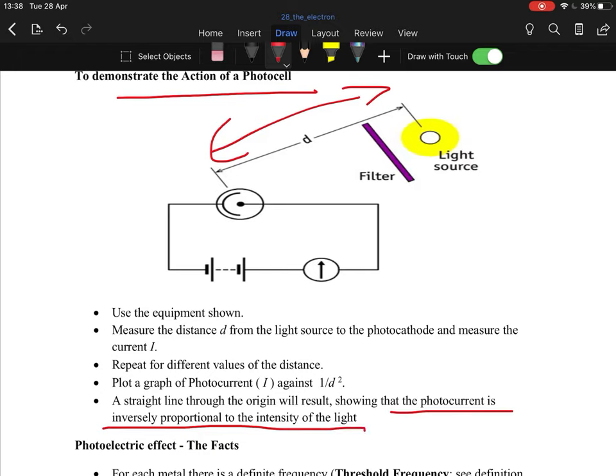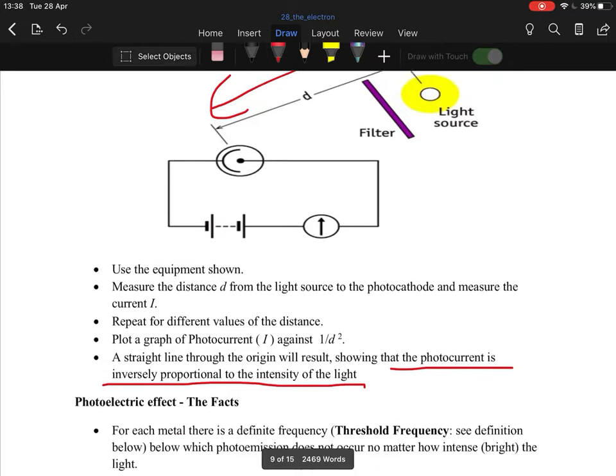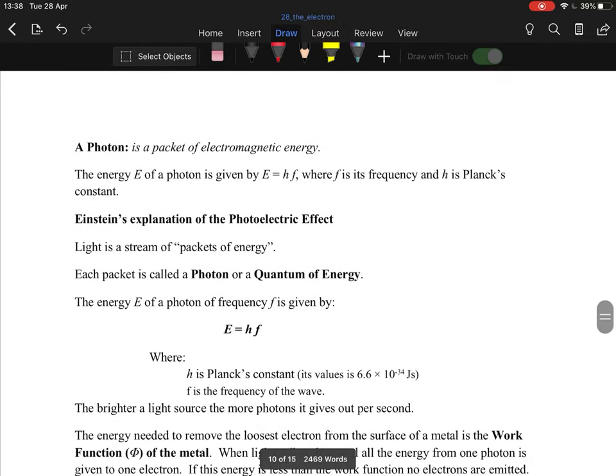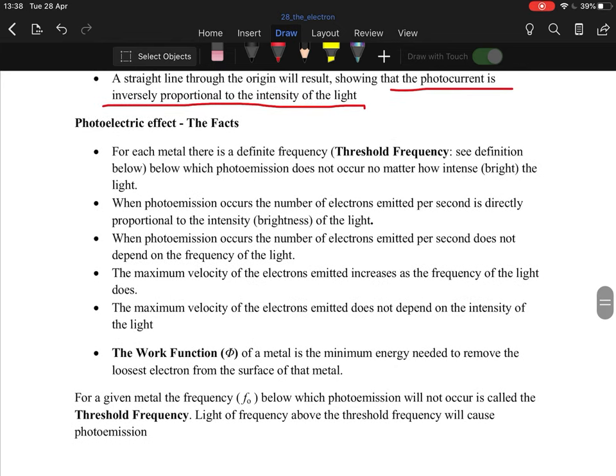Now what you'll find is a straight line through the origin showing that the photocurrent is inversely proportional to the intensity of light. Okay. So it's inversely proportional to the intensity of light. So when there's good light, strong intensity, okay, we should see more electricity flowing. In other words, the distance gets further, the intensity gets less. That's why they're inverse. Okay.